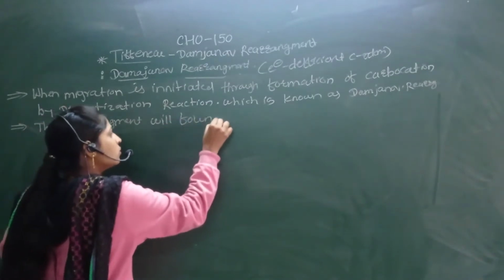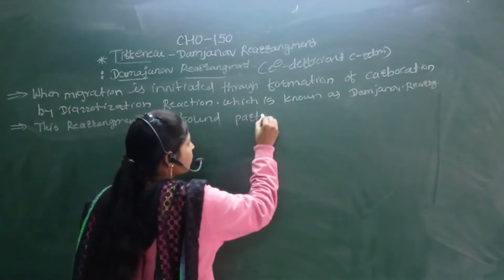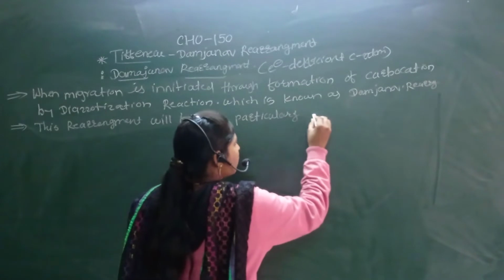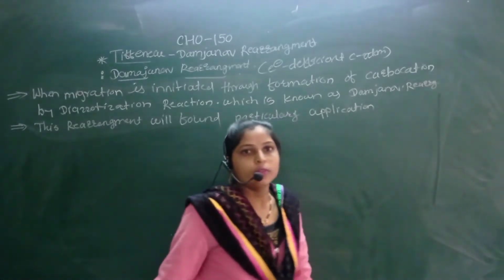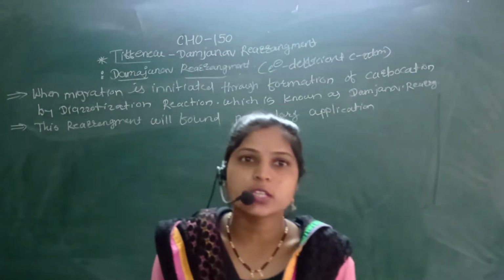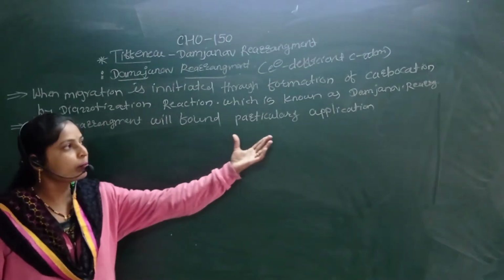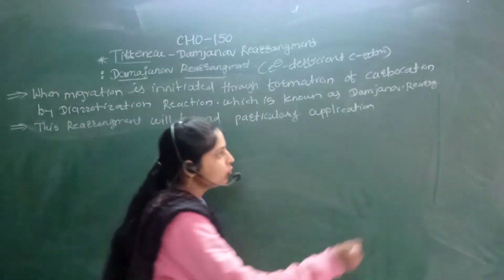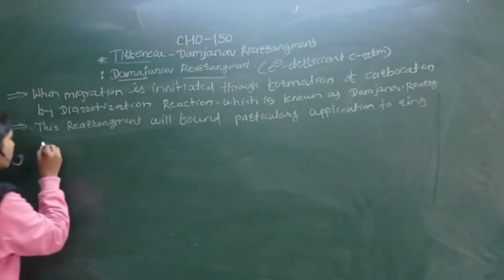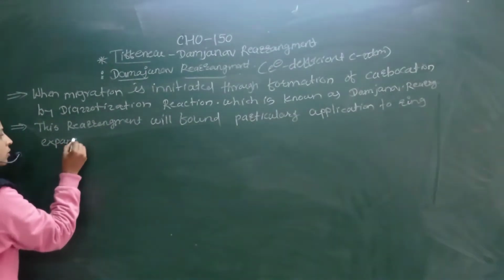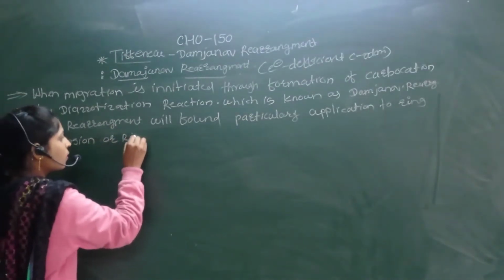We will find this rearrangement particularly applicable. We have to tell about first of all the ring contraction and ring expansion. So this is related to when this rearrangement will find particular application to ring expansion or ring contraction.